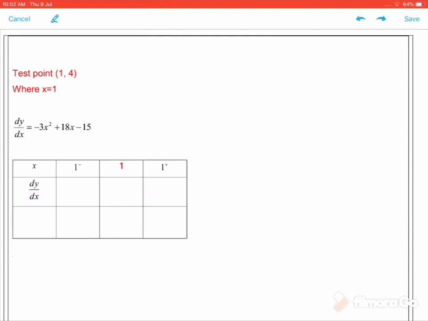When we substitute a number less than 1, for example 0, into dy/dx, we get negative 15, which is negative. When we substitute 1, we get 0. When we substitute a number greater than 1, for example 2, we get a positive value. So the slope is going down, horizontal, and then going up. We conclude that the stationary point (1, 4) is a local minimum point.